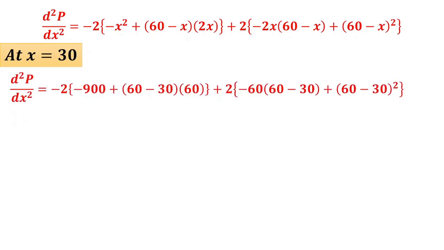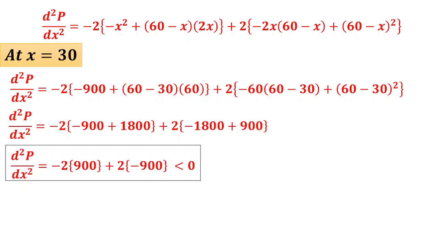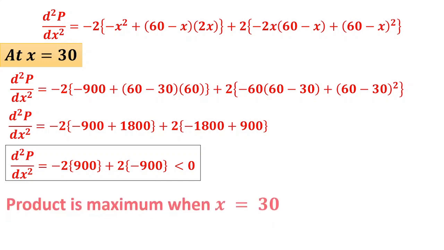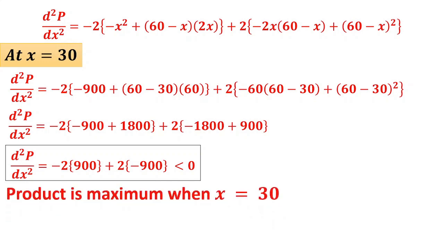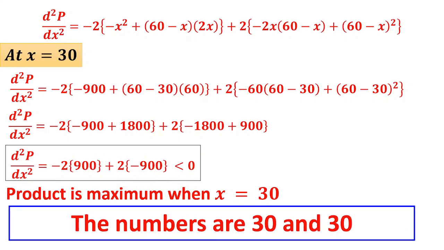I have to check, and I am putting in the values. No need to do the total simplification. You are getting minus 2 into 900 plus 2 into minus 900. It should be less than 0, so our product is maximum when x is equal to 30. What will happen when x is equal to 30? The other number will be 60 minus 30, therefore it is 30. Therefore, the numbers are 30 and 30, and the product of the squares of the numbers will be maximum.